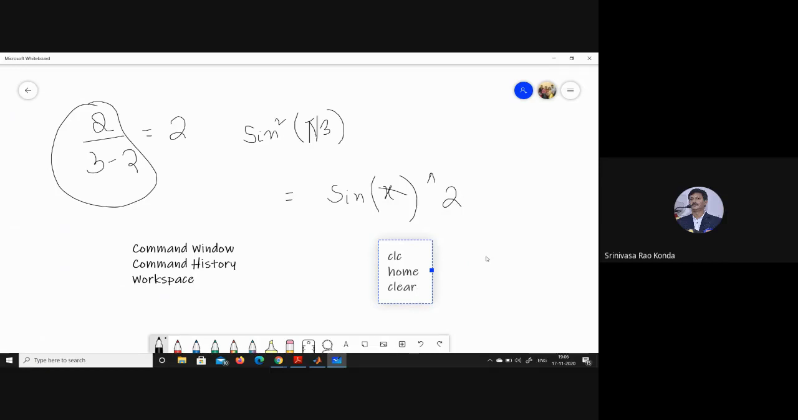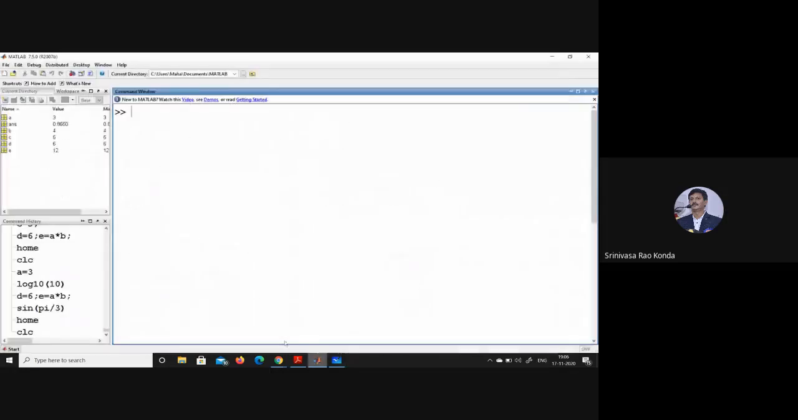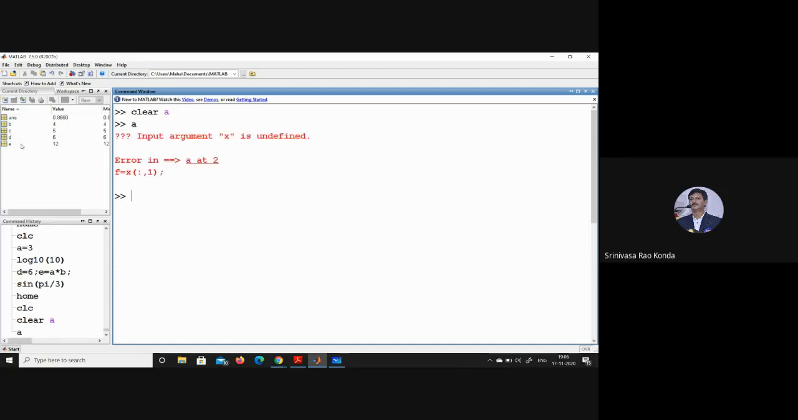The clear command. So what is a clear command? Suppose I take clear A. You can remove the running variables from the workspace. Clear A, what will happen? The variable A will be eliminated. A is not present now, am I correct or not? If you give A, it will show an error. Input argument X is not defined. Actually A is in a different format, different value. That's why it's showing like this.